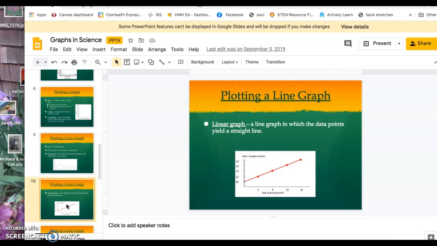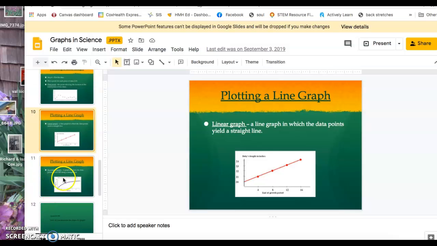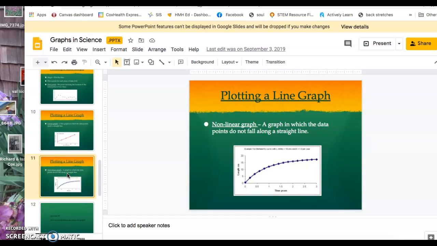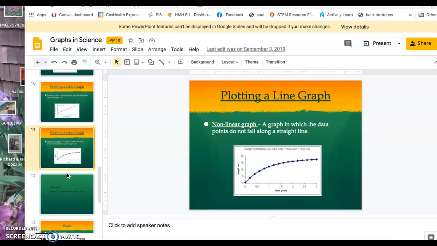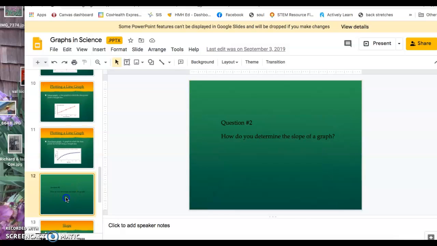Okay, a linear graph is going to look like a straight line. And this is an example of one. A nonlinear line is not straight. So your data points don't fall on a straight line.